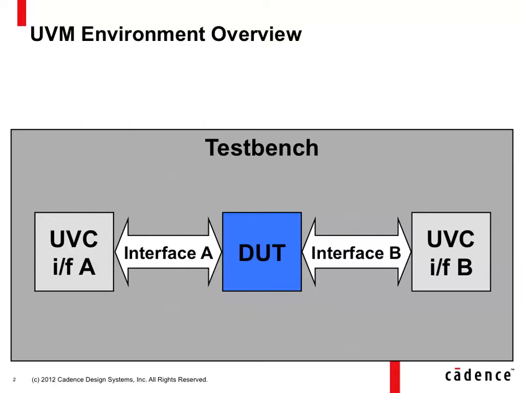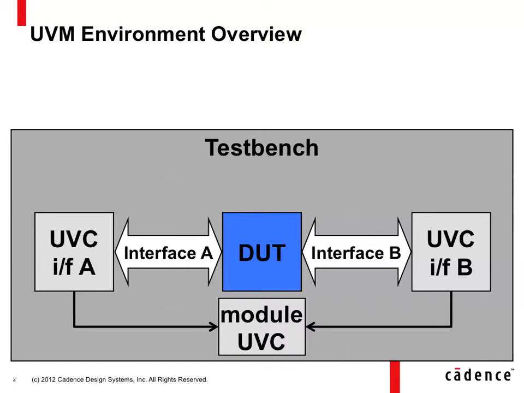So to accommodate the second part, we have another UVC, and that's a module UVC. Its job is to make sure that the device is actually functioning properly. It does what is expected. The module UVC is receiving information from the interface UVCs and then calculates and predicts the behavior of the DUT and performs checking, let's say with a scoreboard or reference model in a scoreboard, and it also collects coverage, right?